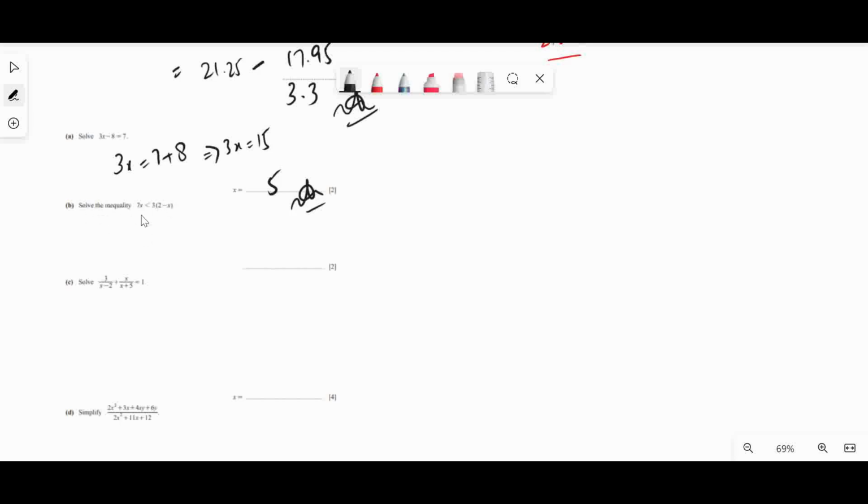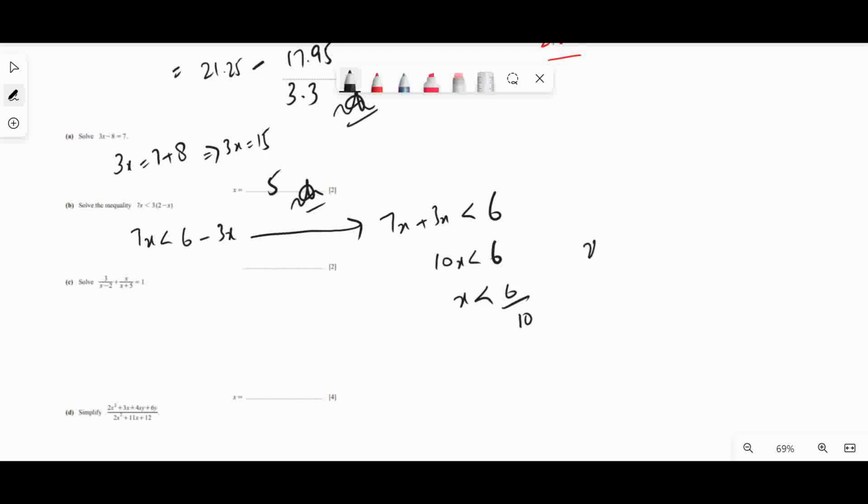Solve the inequality. 7x is less than 6 minus 3x. So this will be 7x plus 3x is less than 6. So 10x is less than 6. So x must be less than 6 by 10, and x must be less than 3 by 5. This will be the final answer.